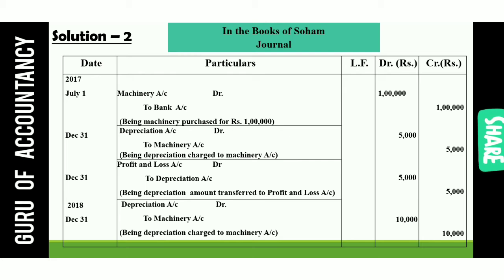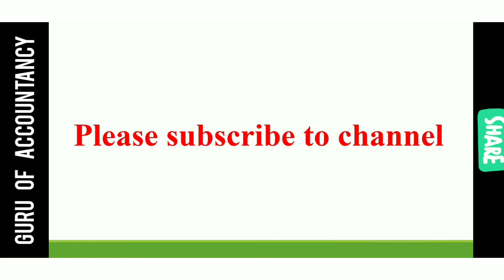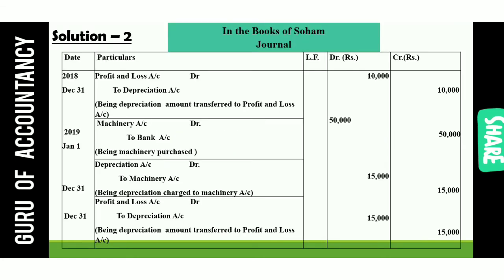This depreciation account will be closed and transferred to profit and loss account on this date. On December 31st, entry would be profit and loss account debit to depreciation 10,000. So here second year is also over. Now 2019. In 2019 on 1st January we have purchased second machinery. So entry would be for the purchase of machinery account debit to bank 50,000.